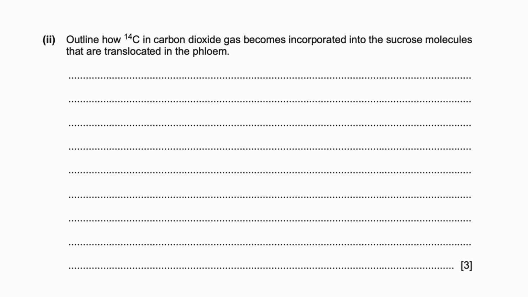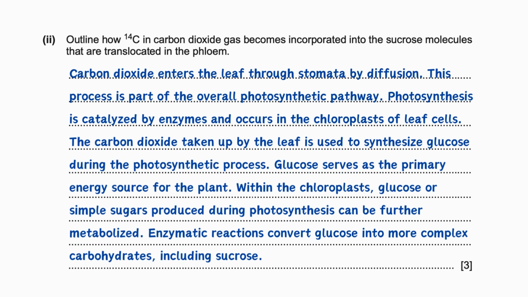Outline how carbon-14 in carbon dioxide gas becomes incorporated into the sucrose molecules that are translocated in the phloem. Carbon dioxide/14C enters the leaf through stomata by diffusion. This process is part of the overall photosynthetic pathway. Photosynthesis is catalyzed by enzymes and occurs in the chloroplasts of leaf cells. The carbon dioxide taken up by the leaf is used to synthesize glucose during the photosynthetic process.